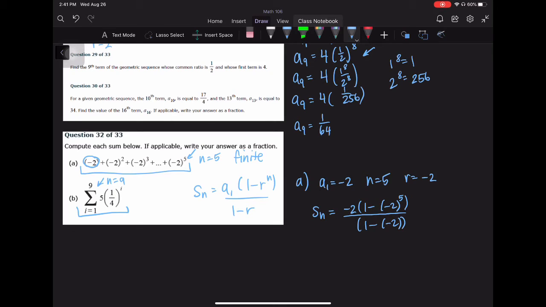Following our order of operations, we need to do the exponents first. And think about what (-2) to the 5th means. That means -2 times -2 times -2 times -2 times -2. That's an odd number of negatives. That's going to give you a negative answer. My result is then -2 times 1 minus -32 over 1 minus -2.